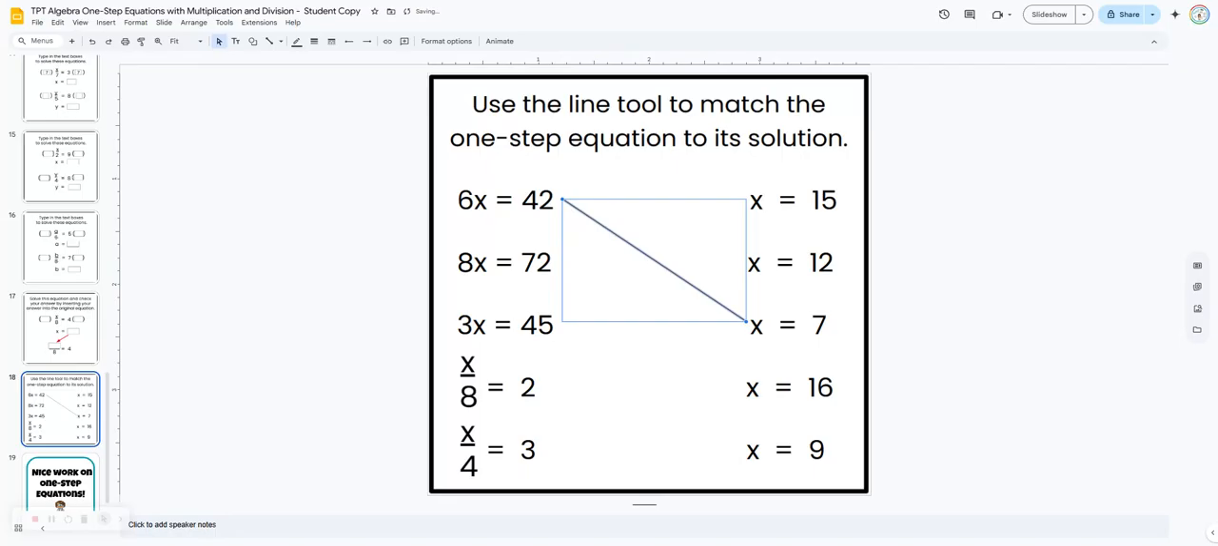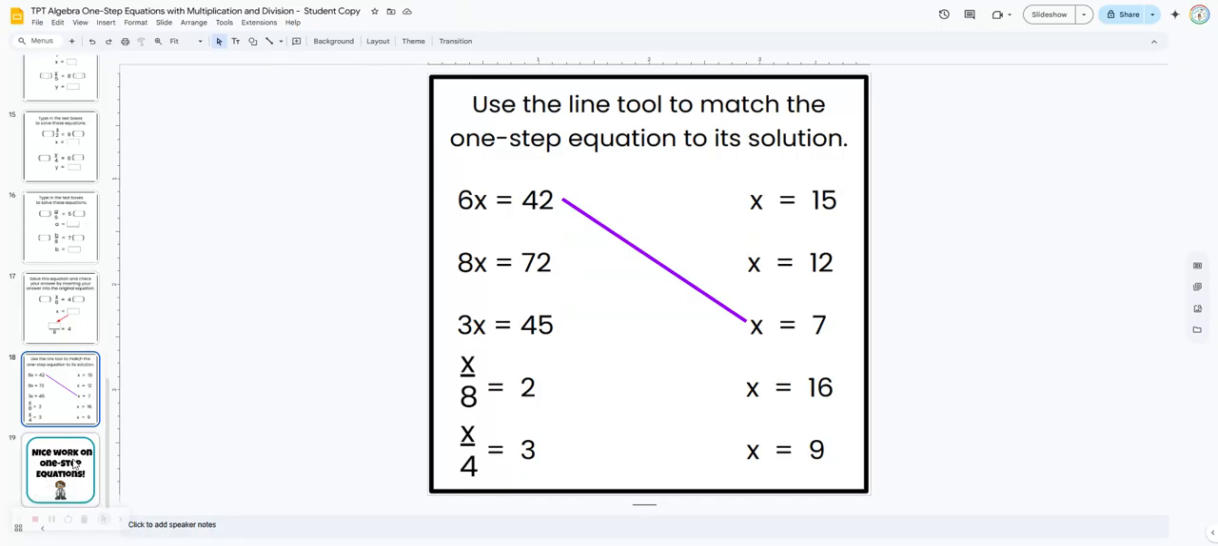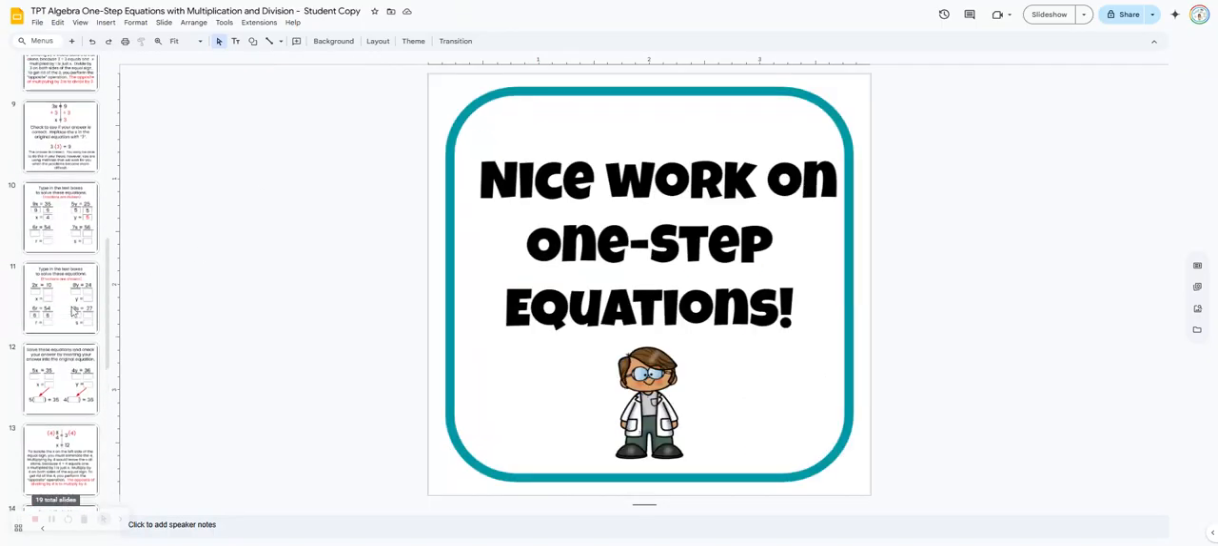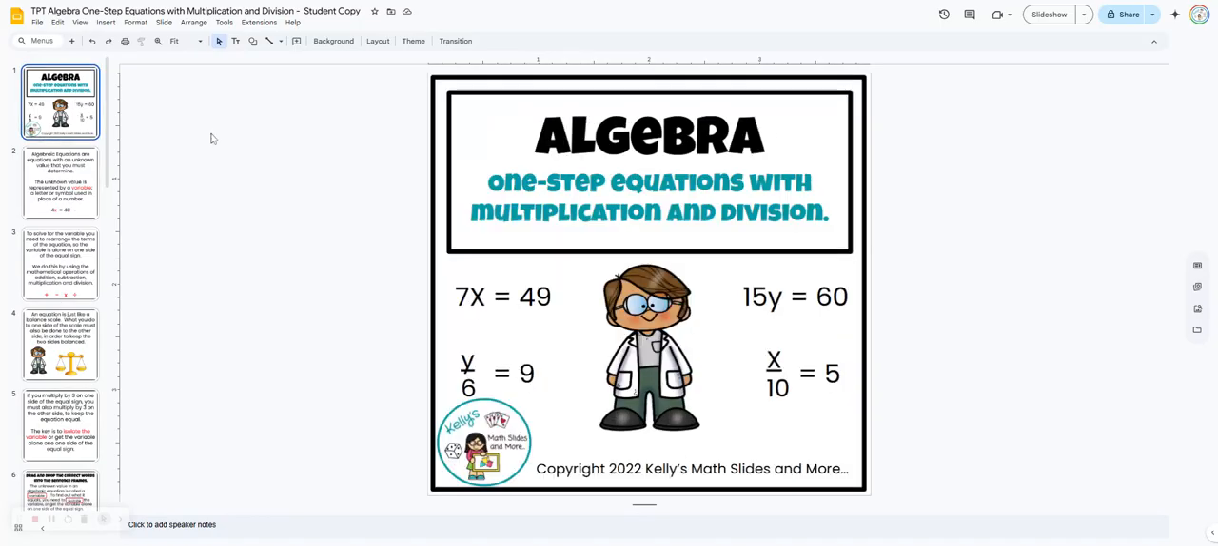Now students can play around with this. They can change the color of the line, and they can change the thickness of the line. So they can do that and make it their own. And they get a nice "Good work" at the end. So this is one-step equations with multiplication and division.